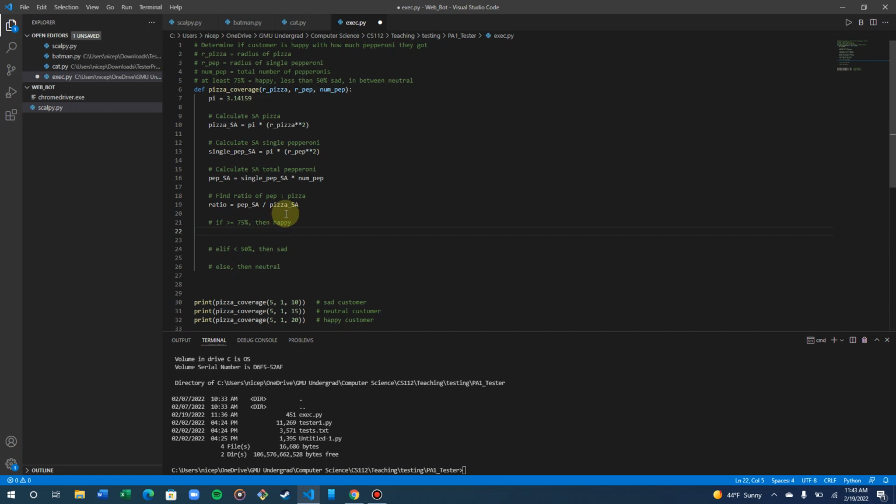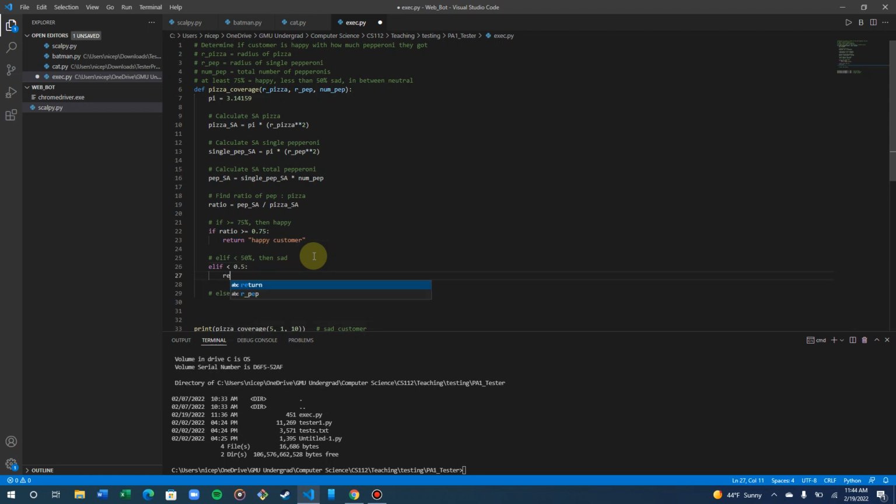So again, I'm just going to follow my code skeleton, nice and easy, all planned out. I'm going to say if ratio is greater than or equal to 0.75, I'm going to return the string happy customer. Next, I'm essentially copying my code skeleton, which is pseudocode: elif it's less than 0.5, which is 50%, I'm going to return sad customer. Lastly, if it's neutral, I don't have to type that compound statement. I can just say else return neutral customer. And just like that, we have completed this assignment.